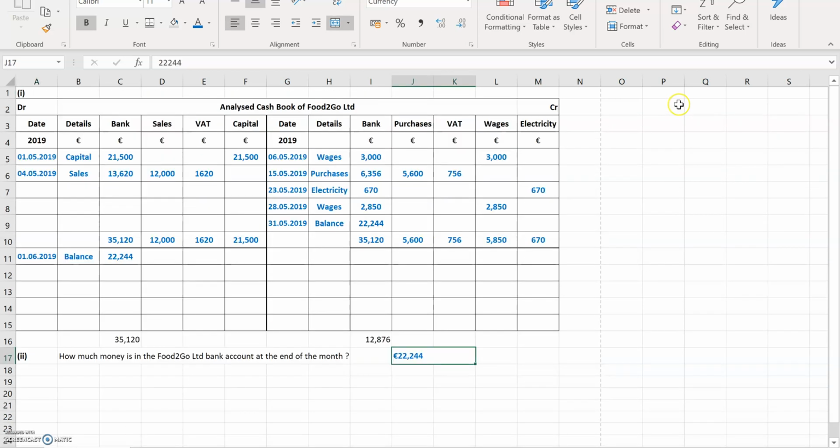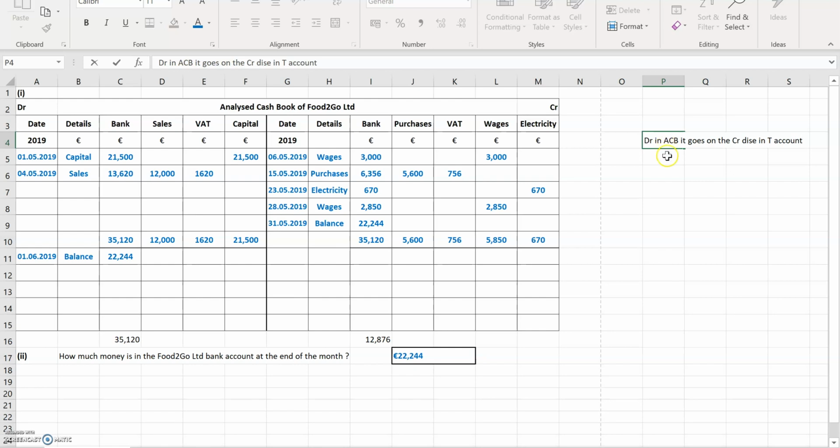So the main rule of thumb in this is if it's on the debit side in the analyzed cash book, it goes on the credit side in the T accounts. And if it's on the credit side in the analyzed cash book, it goes on the debit side in the T account. Okay, so let's have a look and see what that actually means.